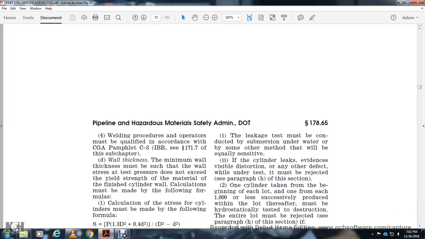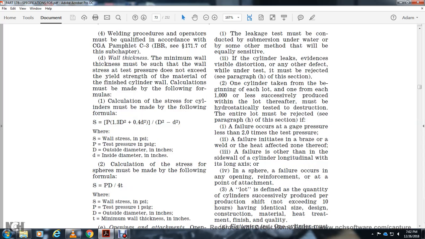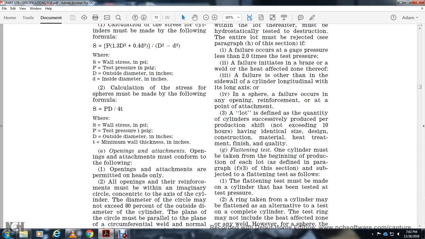Calculation must be valid in following formulas. Calculation strength of the cylinder must be made with the following formula. And this over the calculation strength of the reserve that must be made in the following formula. Openings and attachments. Opening attachment is to conform to the following. Opening attachments over the permitted of the heads.